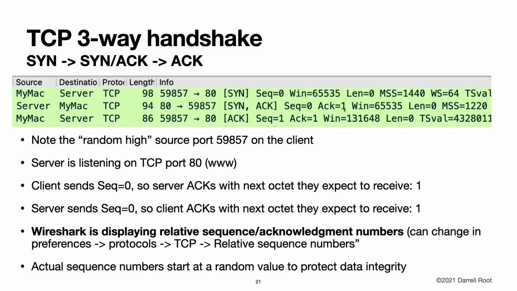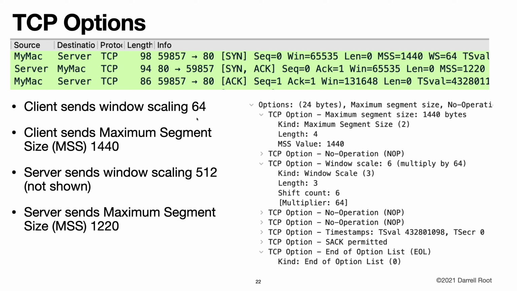These are relative sequence and acknowledgement numbers. They've been modified by Wireshark to be easier to read, as opposed to just printing out big 10-digit numbers. But you can change that in the preferences if you want. So we send our SYN, we get the SYN ACK, and then we send an ACK, and then our connection is established. Let's look at our TCP options.